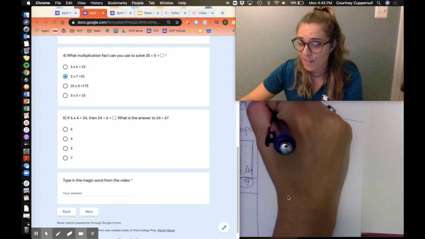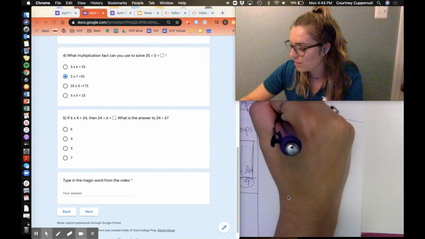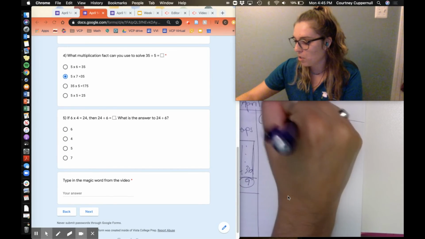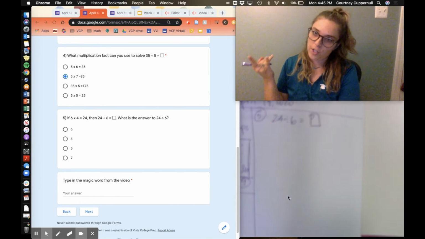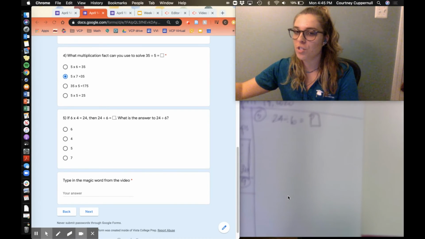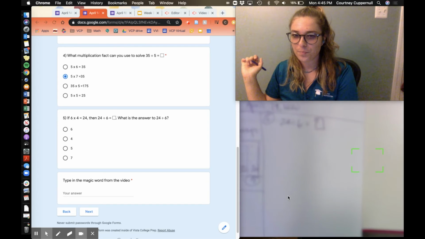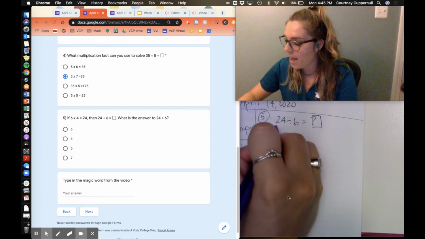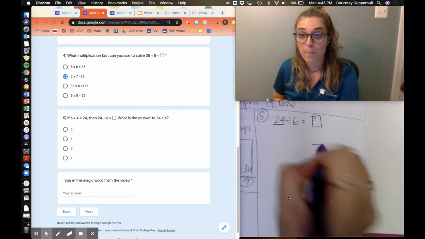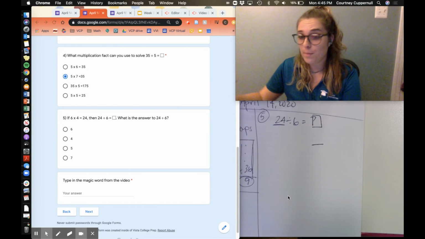We have 24 divided by 6 equals question mark, right? Or let's go with equals box. Using our reverse powers with multiplication and division, like we've been practicing today, I know that what I start with in division, I have to end with in multiplication, because they are opposites. They're opposites.